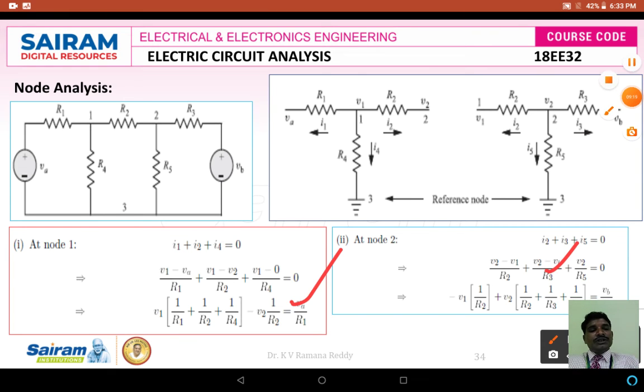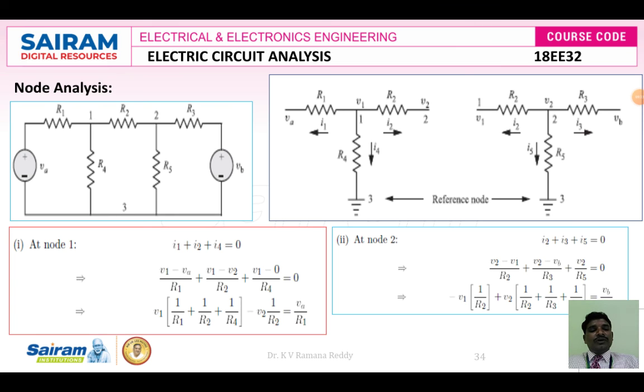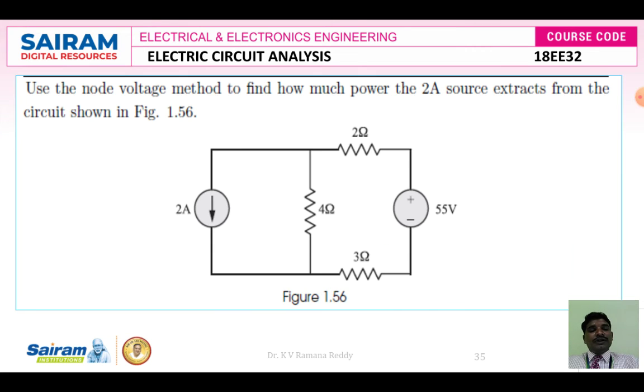If we solve equation number 1 and 2, we can find the two unknown node voltages V1 and V2, either by direct inspection method or by Cramer's rule. Let us go through a problem: use the node voltage method to find how much power the 2 ampere source extracts from the circuit shown in the figure.